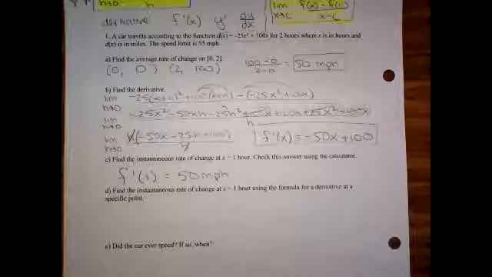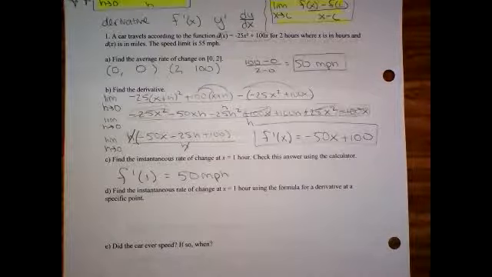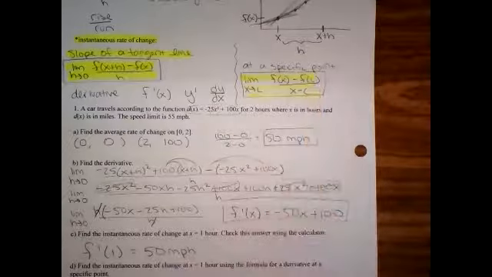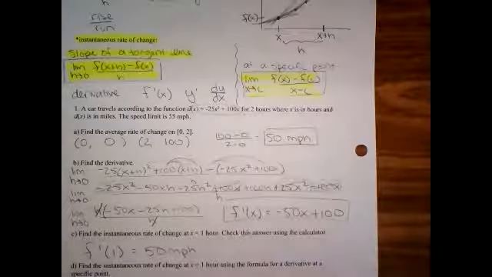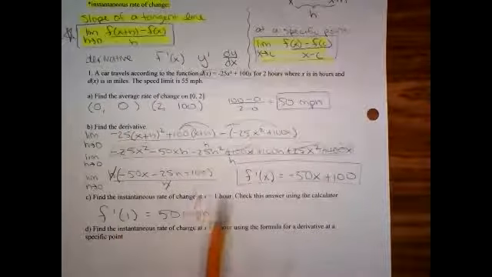So D says find the instantaneous rate of change at time 1 hour using the other formula. I threw this on here so that we could practice using this formula as well. And I want to show you that it comes out to the same thing. So if you're like, Ms. Cole, this is a little redundant, well, I wanted to do an example using this one too. I wanted to show you how to use it.